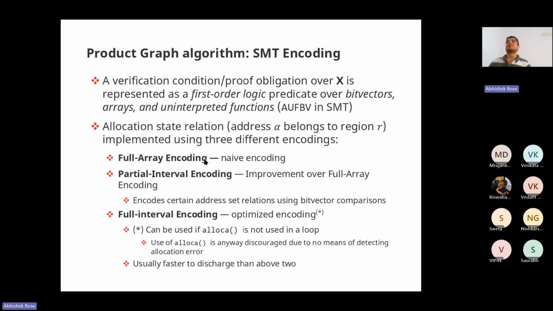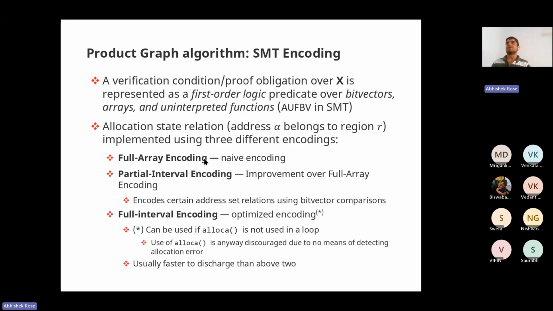And the last step is SMT encoding. What we have so far is a method for identifying annotations. We have the node invariant. So what we want to do is discharge a proof obligation to the SMT solver.